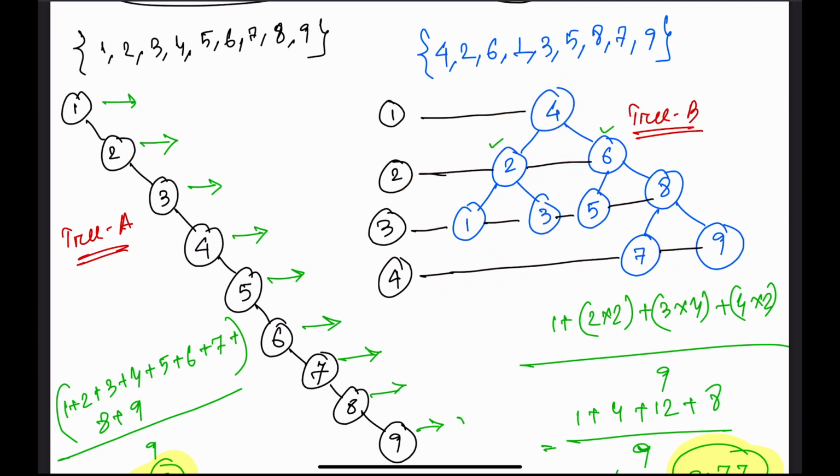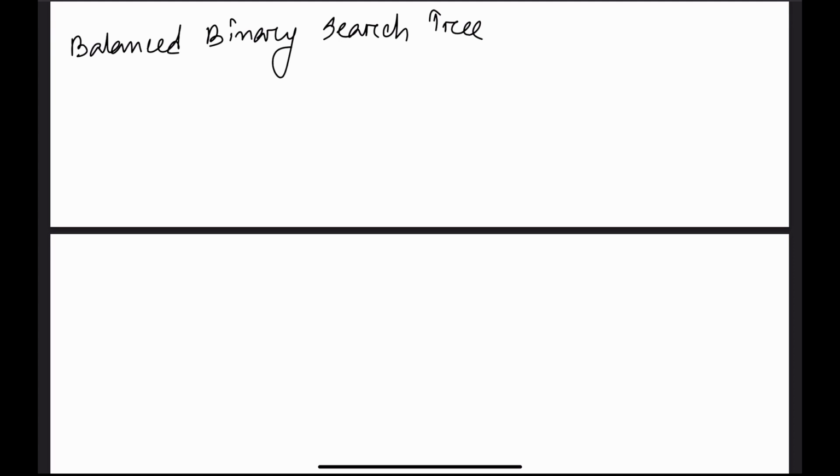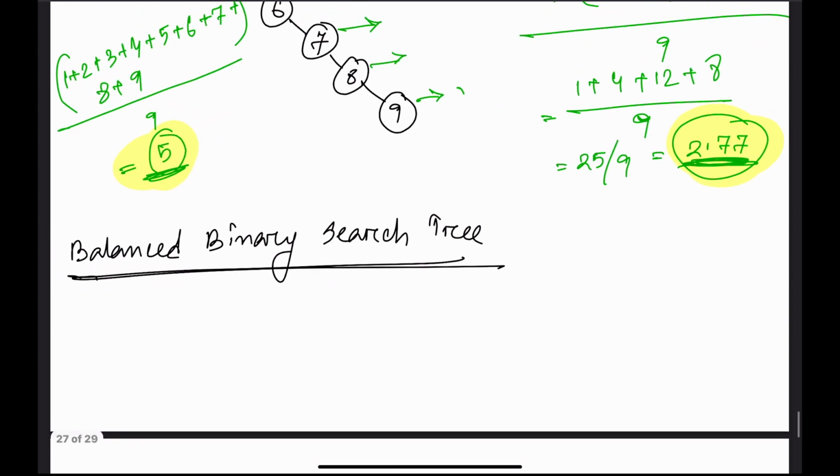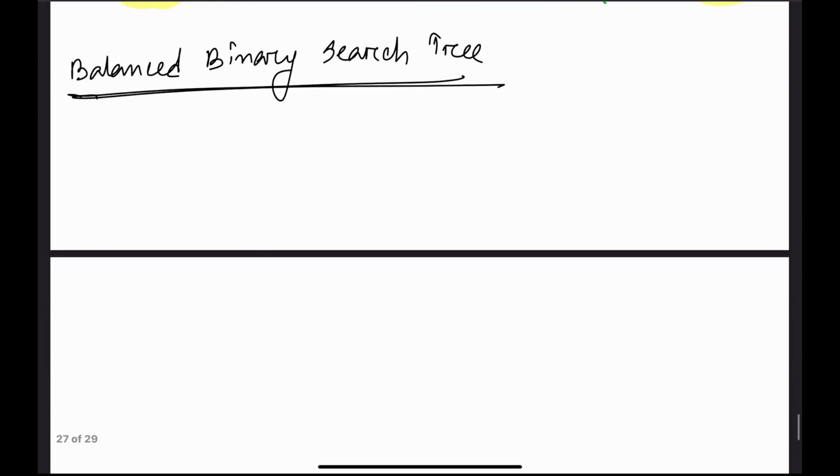So this height balanced concept is called a balanced binary search tree. This balanced binary search tree is actually called an AVL tree. Why this concept is needed, we will talk about it later.